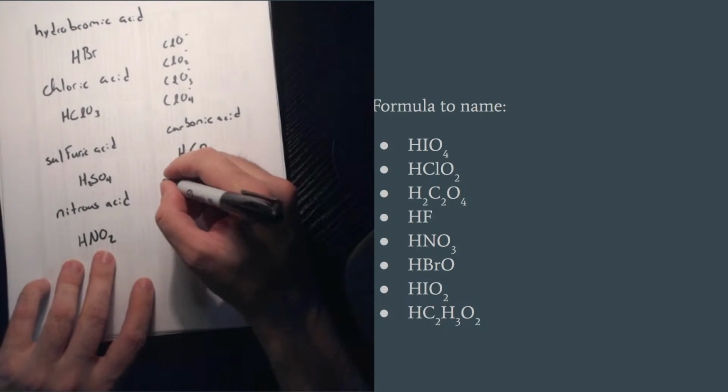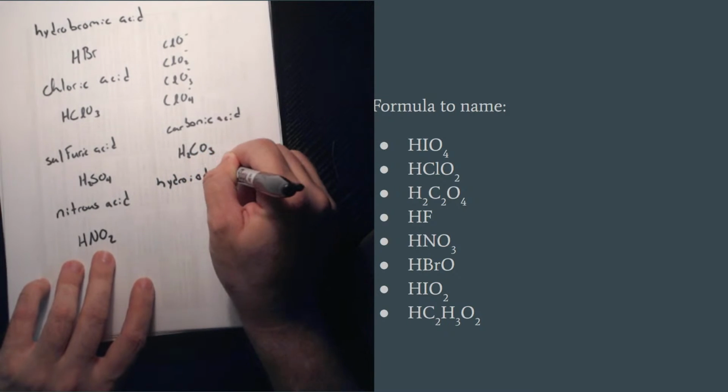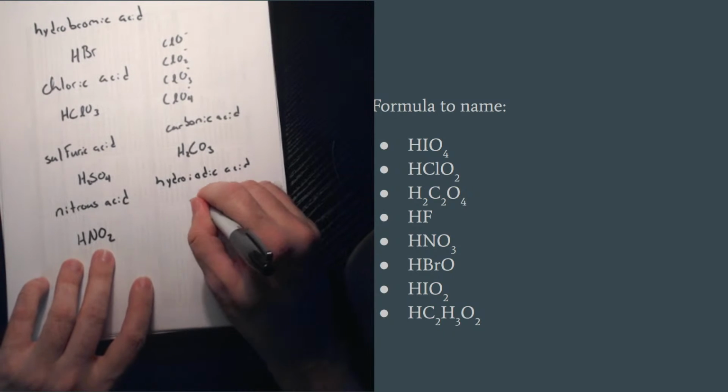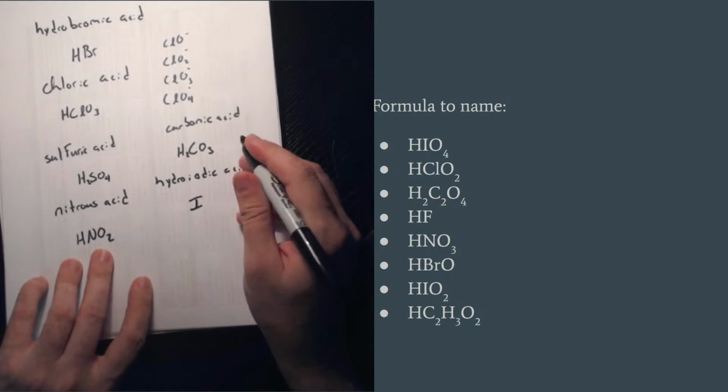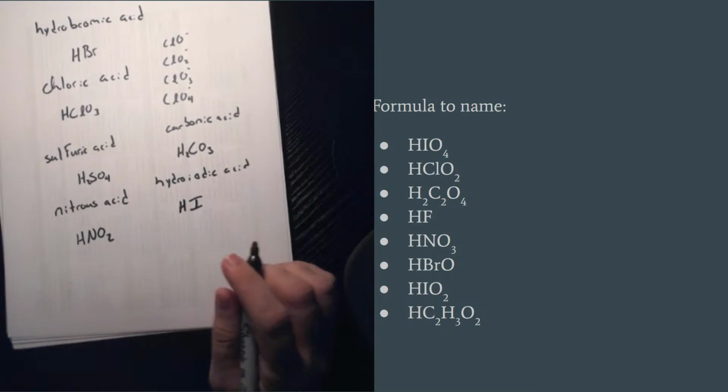All right, hydroiodic acid. Finally, a hydroiodic acid. The hydro means it's paired with an element. Iodic means it's paired with iodine. Iodide has a 1 minus charge, so monoprotic.